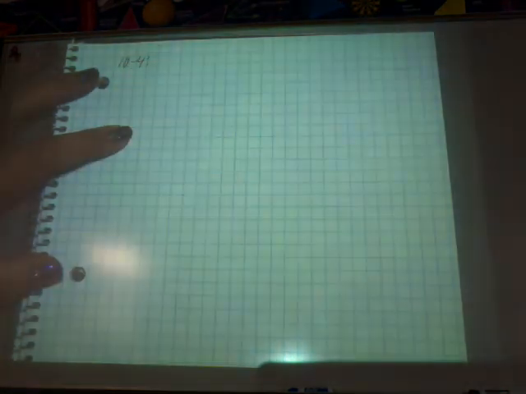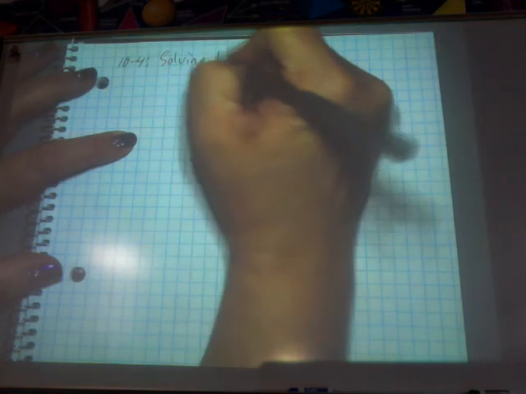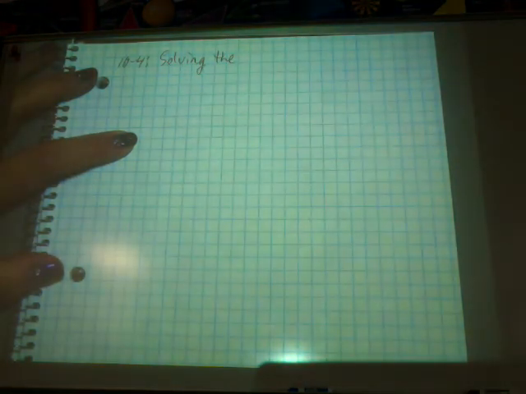All right, so 10-4 is the quadratic formula, which we're going to sing. Oh, no, not that. Solving. I don't want to hear that again. I told you that.